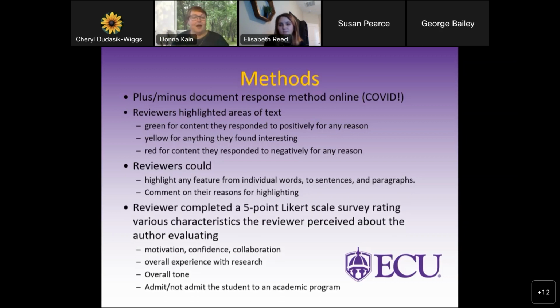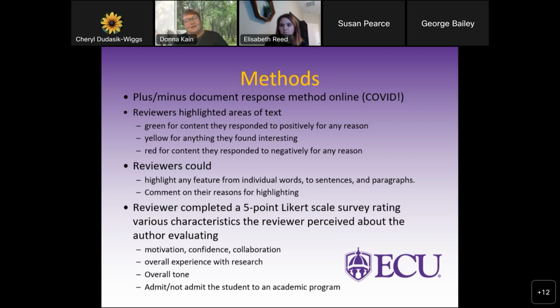So after that, we asked the reviewer to complete a 5-point Likert scale, rating various characteristics the reviewer perceived about the author. We were looking at what the perceptions were based on this writing about motivation, confidence, collaboration, their overall experience with research, the tone of the document. And in that sense, did the students understand the appropriateness of what their tone and style should be?